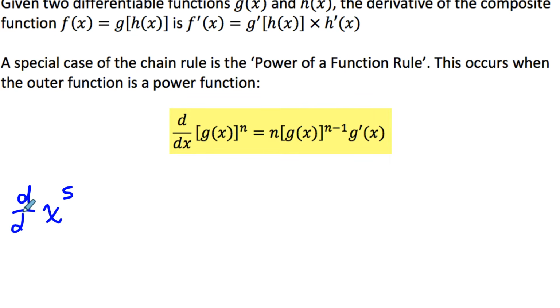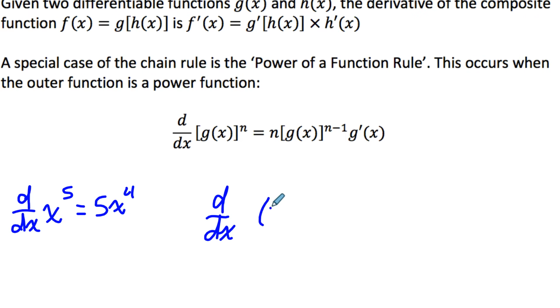Now, we know how to differentiate something like this. We could find the derivative of x to the 5 with respect to x. It's just 5x to the 4. Bring the exponent down, write it as the coefficient, leave the base of the power, and reduce the exponent by 1. That's great.